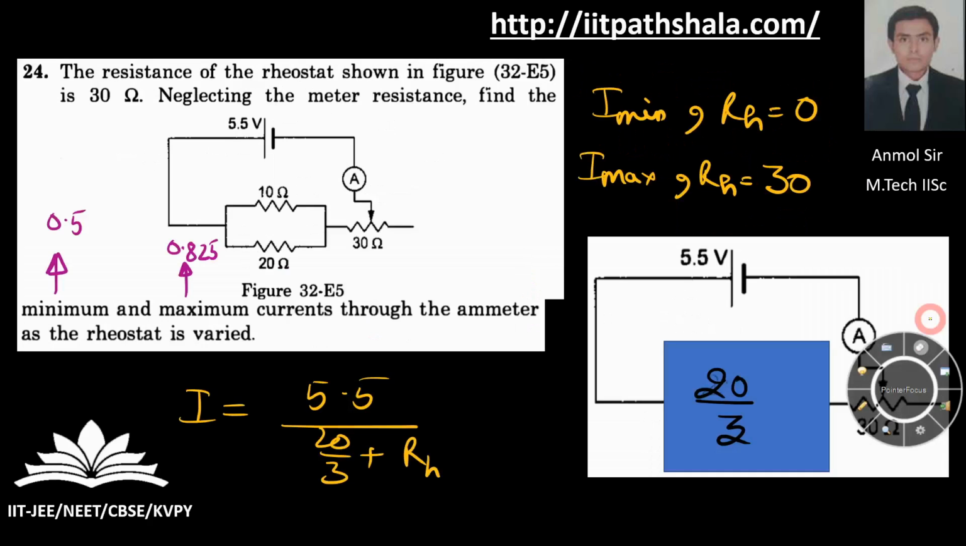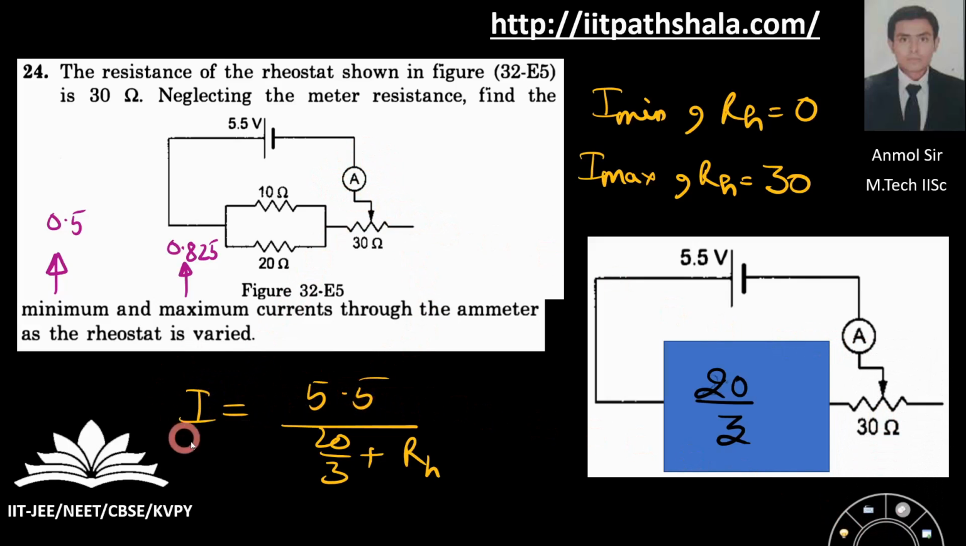Now moving forward to the next one, he is asking you about the resistance of the rheostat. Now a rheostat is a variable resistance in which you can vary the resistance. The resistance of the rheostat as shown in the figure is 30 ohm. So you can take it over here as 0 to 30 ohm. Now neglecting the meter resistance, find the minimum and the maximum current through the ammeter as the rheostat is varied. So you are varying between 0 to 30 ohm and then you are finding out the value of the minimum and the maximum current.